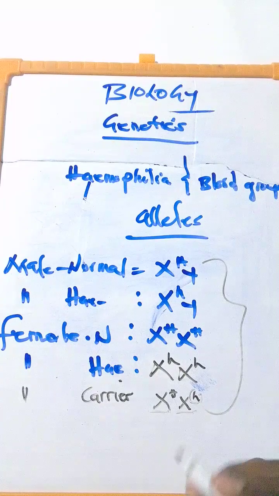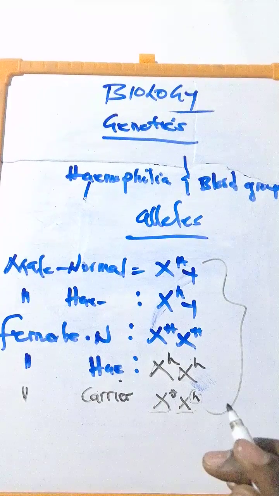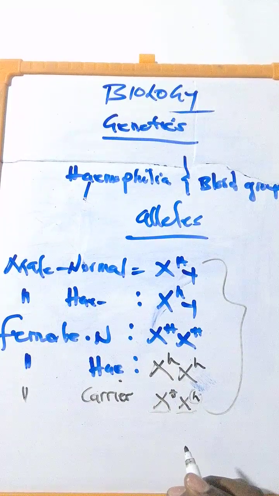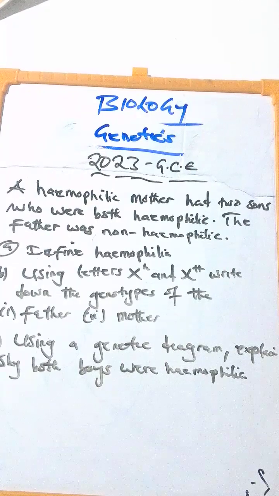Now we look at the genetic diagrams. I'm going to answer questions from the past papers using the knowledge which you have now. This is a question from 2023, paper 2 GCE. A hemophilic mother had two sons who were both hemophilic. The father was non-hemophilic. So this means that the father was normal, while the mother was not a carrier, but she had hemophilia. Define hemophilia.